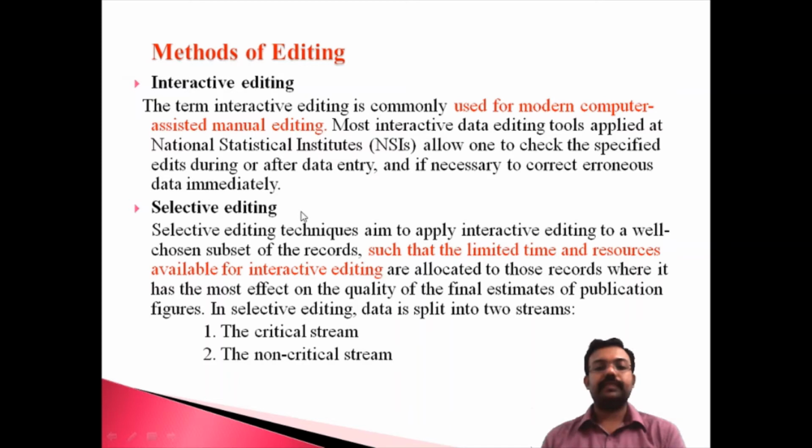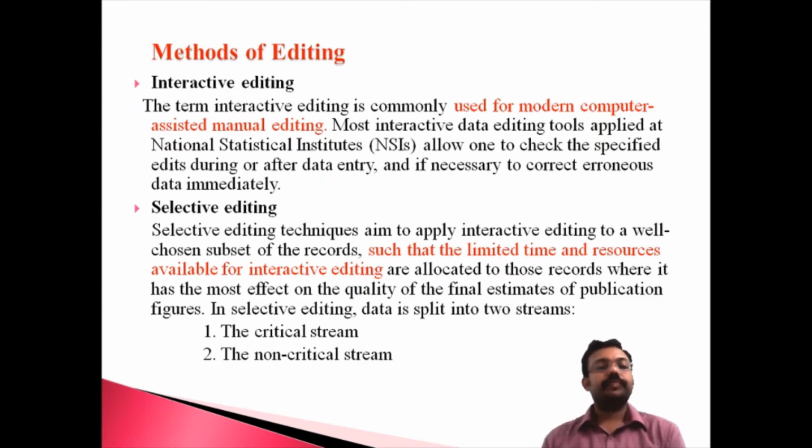we can depend on selective editing. And there are two important streams of selective editing: one is a critical stream, and the other is a non-critical stream. These are two categories of elements related with selective editing. We can perform the critical stream and the non-critical stream. These are the parts of selective editing, and selective editing is always related to interactive editing. That means the technique applies interactive editing to a well chosen subset of the records, such that limited time and resources are available for interactive editing. We can focus on selective editing.